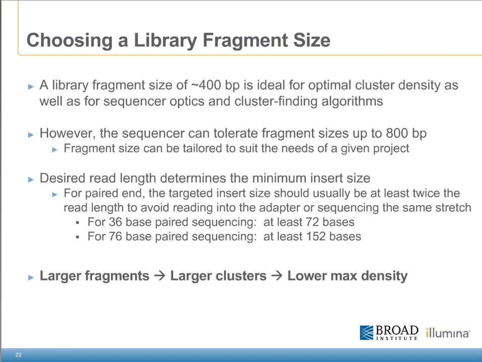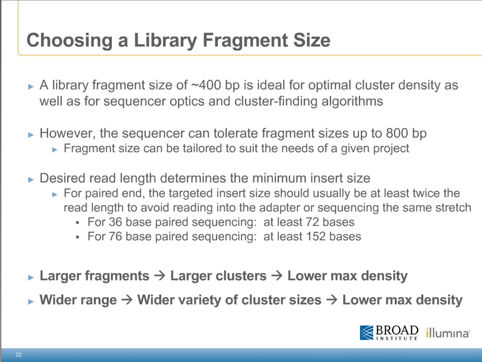And another caveat to keep in mind is that larger fragments are going to make larger clusters in the flow cell. And that's going to limit what your maximum density is because you can't pack them in as tightly because they're larger, fatter clusters. And another thing is that a wider range of size distribution is also going to make a wider range of cluster sizes. So you're going to have very large ones next to very small ones, and that too is going to lower your maximum density that you can achieve because, again, you can't pack them in because they're not uniform.